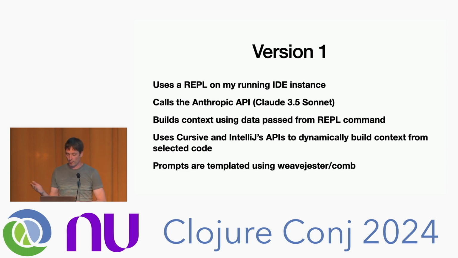And then I call the Anthropic API. Claude 3.5 Sonnet is still the best model for coding. And I'm building the context using the data that's passed in from a REPL command, basically. And then I use the APIs to dynamically build the context that is relevant to translating that specific piece of code. And I template the prompts using James Reeves' Comb library.